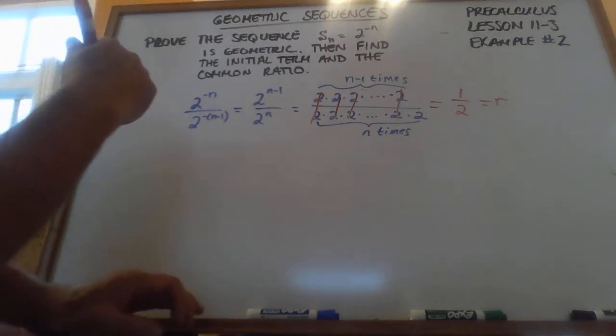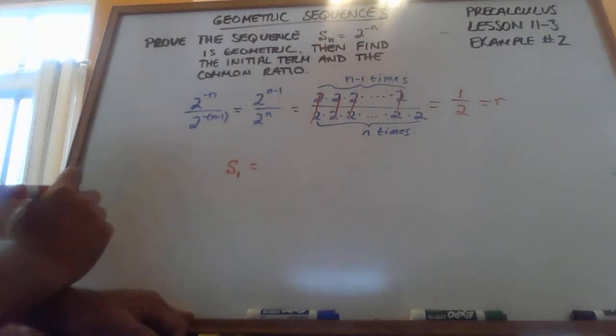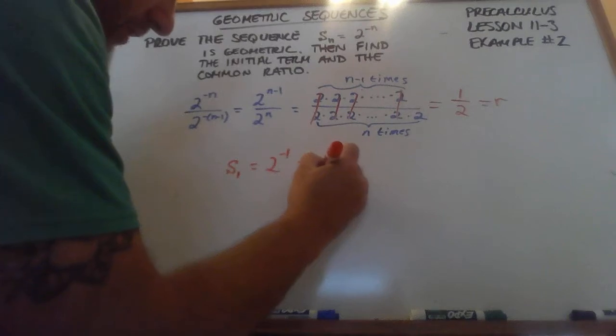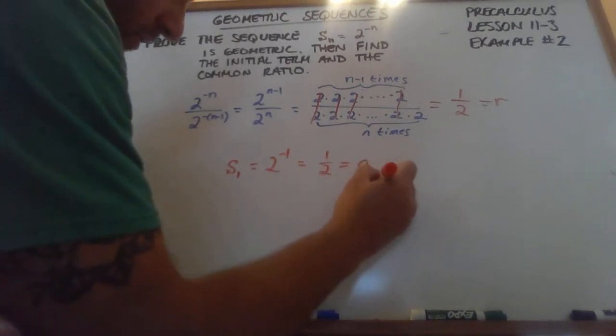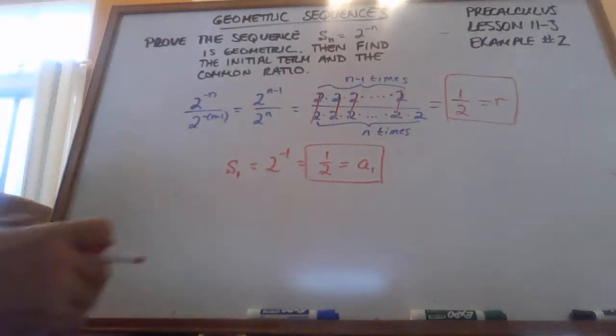So now to find the first term, I'm going to go ahead and plug in 1 for n. So that would be 2 to the negative 1 power, which is 1/2. So a sub 1, my first term, is 1/2, and my common ratio is 1/2.